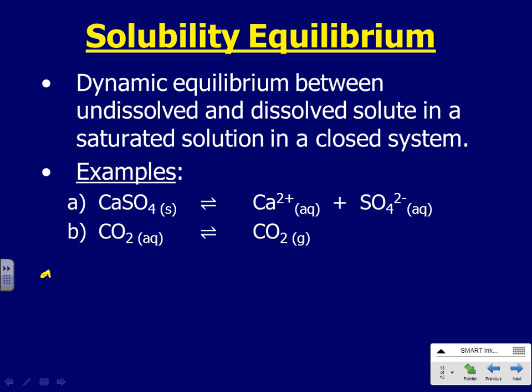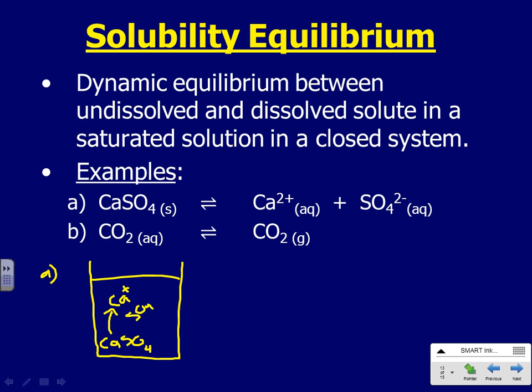So just to illustrate A here, you've got a container, we've got some water in it, we've got some calcium sulfate in there, and as they break apart, they become calcium ions and sulfate ions, that's +2, -2, and simultaneously there will be other calcium ions and sulfate ions being attached back onto the crystal.